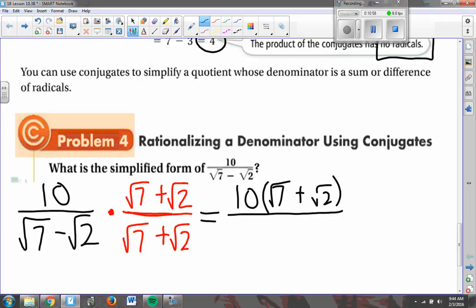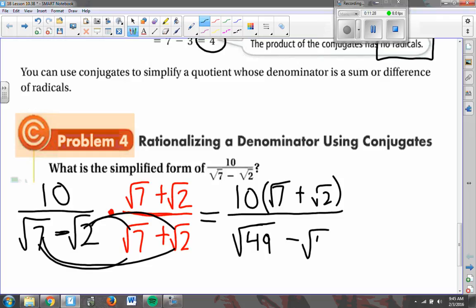Okay, and now the bottom is going to become, well, it's another FOIL. First is square root of 7 times square root of 7, square root of 49. The outside is a positive square root of 14. The inside is a minus square root of 14. So those cancel each other out. I don't have to worry about those. That's the whole point of me multiplying by the conjugate, is that those middle square roots cancel each other out. And then the last is a minus square root of 4.